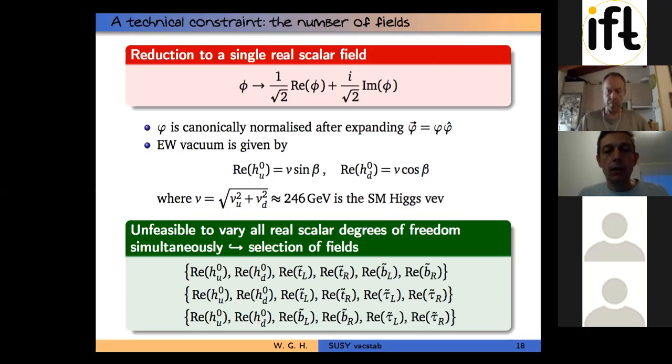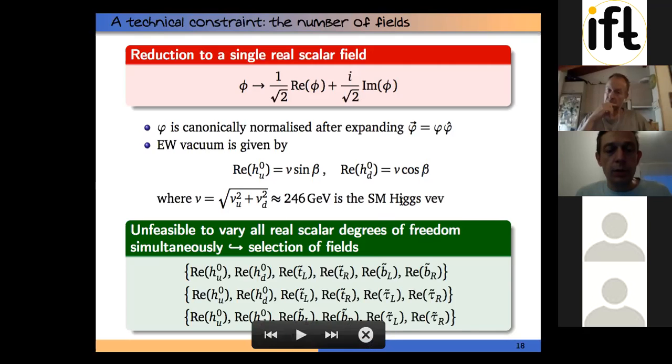However, you can go to a certain subset and then say, of course, the down type and up type neutral Higgses we always need. We want the top squarks, we want the bottom squarks. We can also include the tau sleptons, and then choose either top squarks and tau sleptons or bottom squarks and tau sleptons. However, all the sets you have to run independently and then basically compare the results at the end, in case you find a more short-lived vacuum in the other field set.